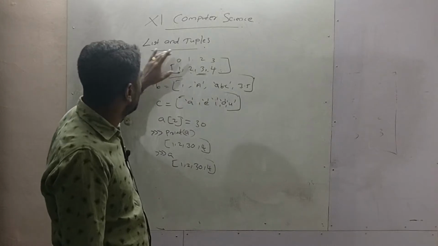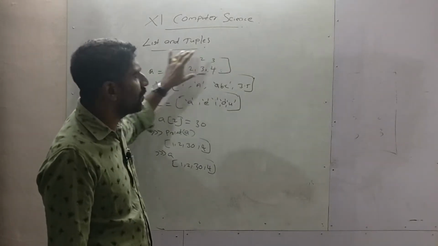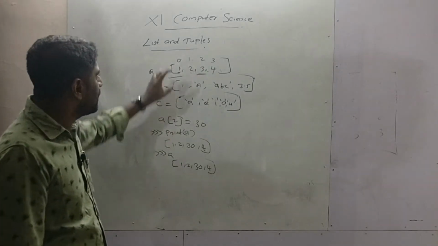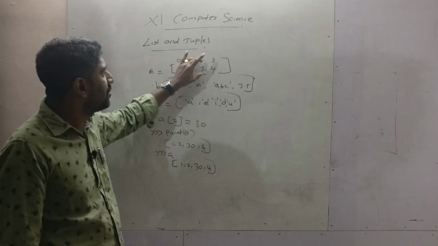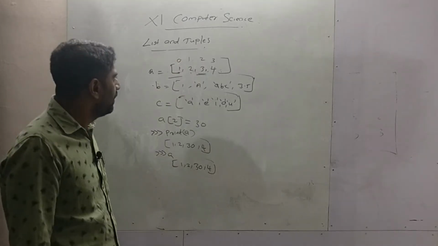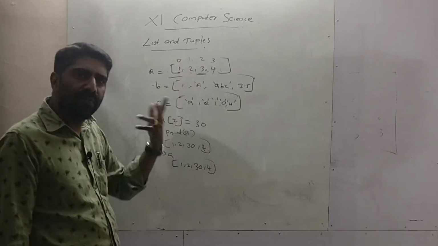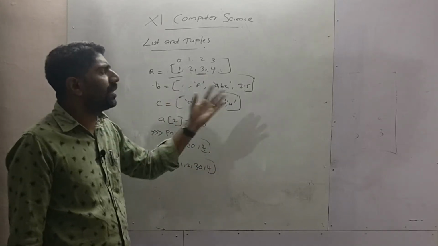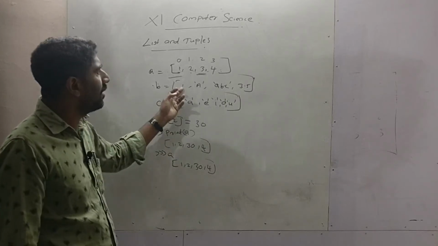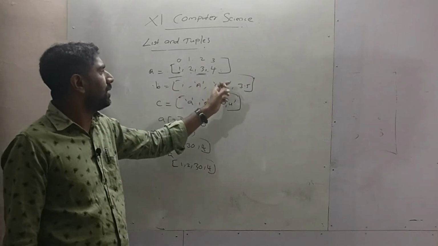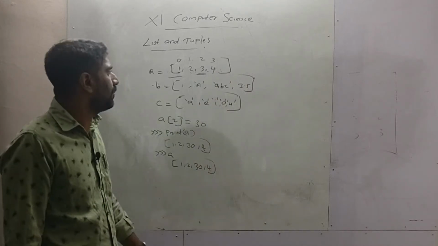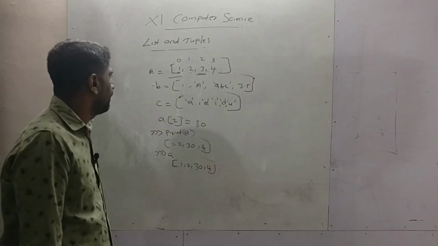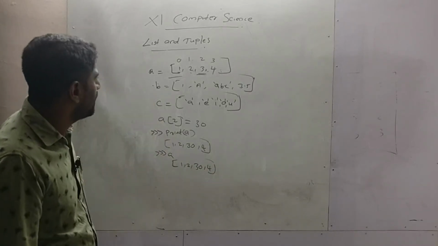Once again, what is a list? A list means a group of elements enclosed in square brackets. All the elements are separated by commas. The lists are mutable. Mutable means we can change the elements in a list. The list elements can be different data types. Here the first one is a number type, the second is string, the third is also string, the fourth is floating point type. Clear? This much is enough.